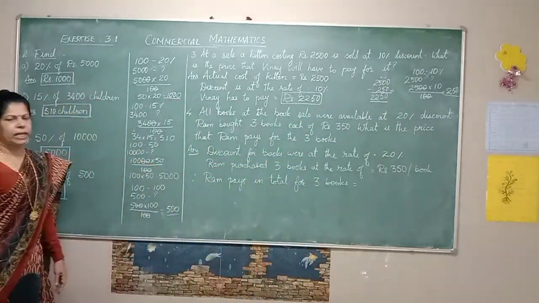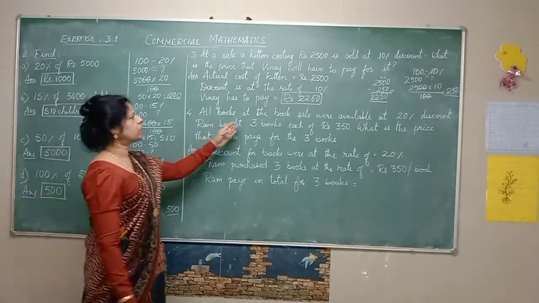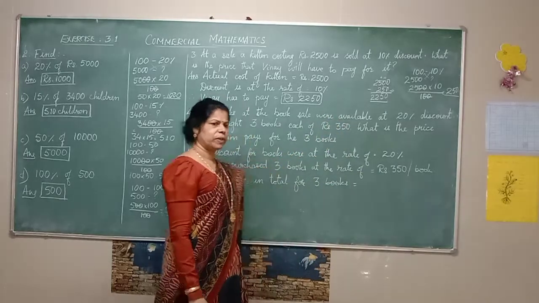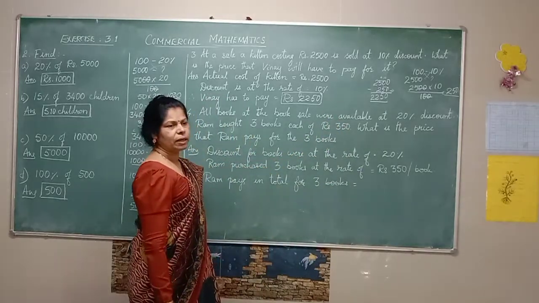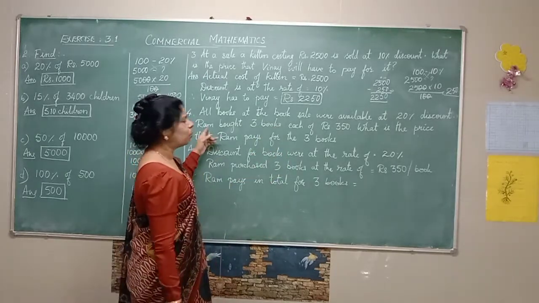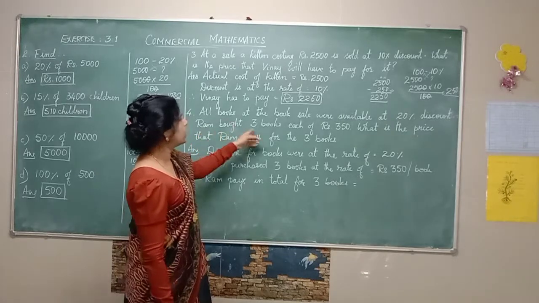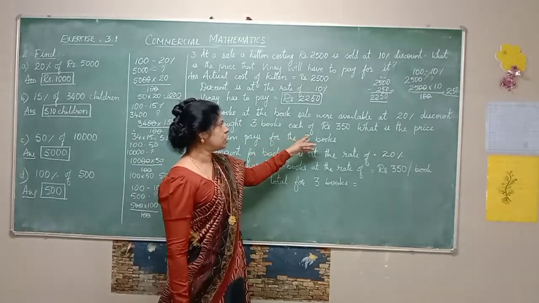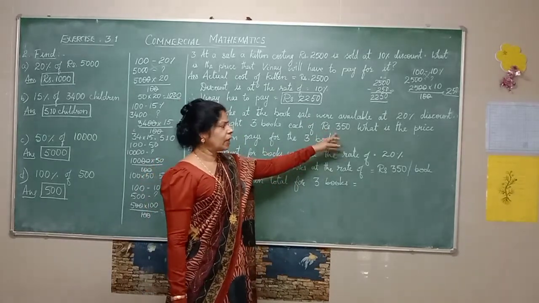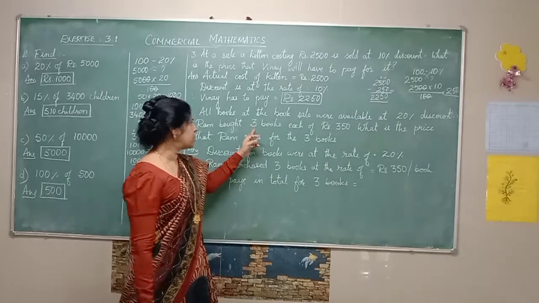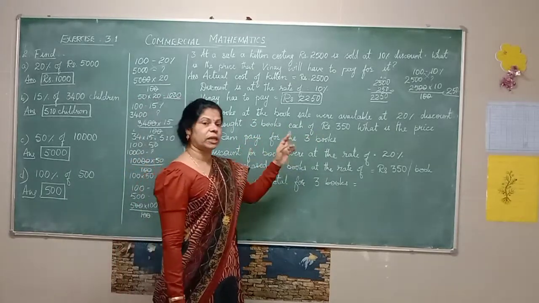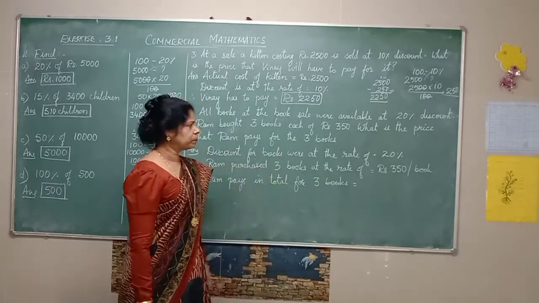Now let us go for the next one. All books at the book sale were available at 20% discount. There was a book sale. So what happened? They had given a board 20% discount on every book. So who went there? Ram bought 3 books. He purchased 3 books and every book, one book was costing 350. But he has purchased how many books? He purchased 3 books. What is the price that Ram pays for 3 books? For 3 books, how much he has to pay?